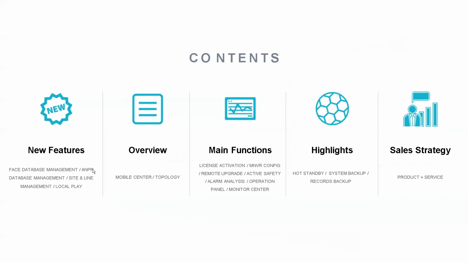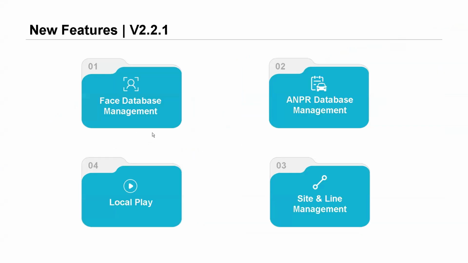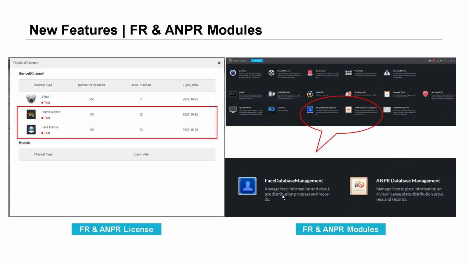First, database management and the NPR database management. We have site and line management, local play. Then we look at the topology. We look at the main functions, the highlights, then that covers it. So the new features in 2.21 are first the database, NPR database, local play, site and line. For face recognition and the NPR, there are licenses that you have to apply.